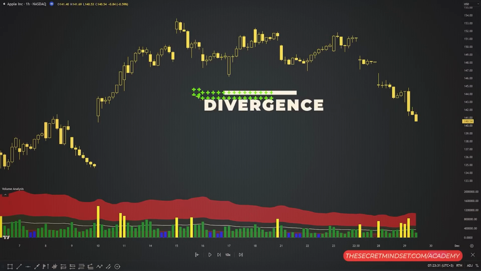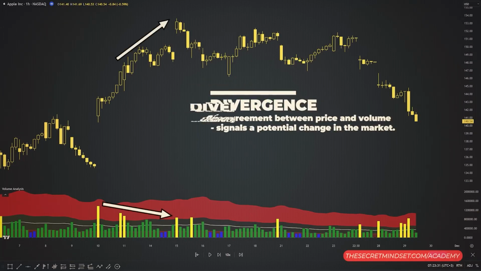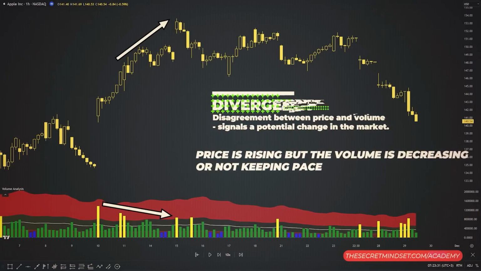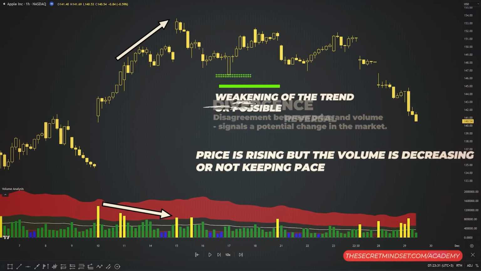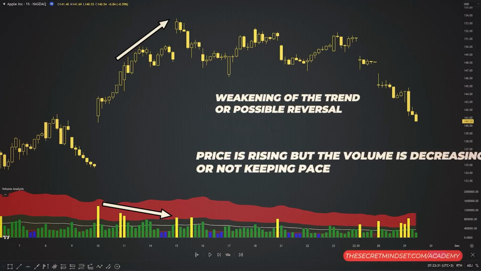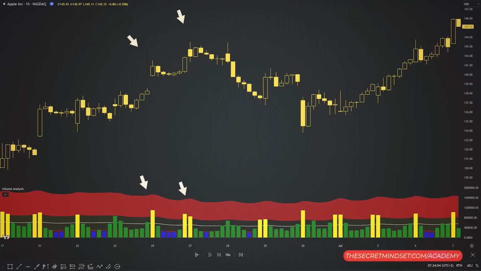On the other hand, if there is a disagreement between price and volume, it signals a potential change in the market. So if the price is rising but the volume is decreasing or not keeping pace, it may indicate a weakening of the trend and a possible reversal in the near future. Validation and divergence are the key concepts in VSA.